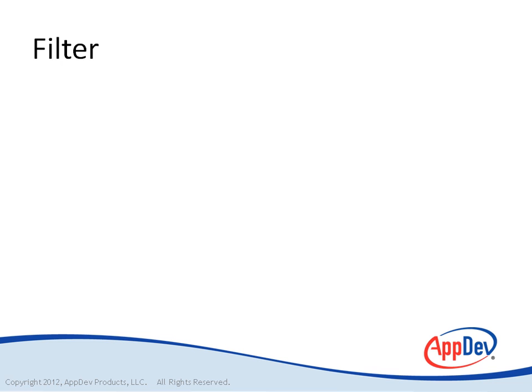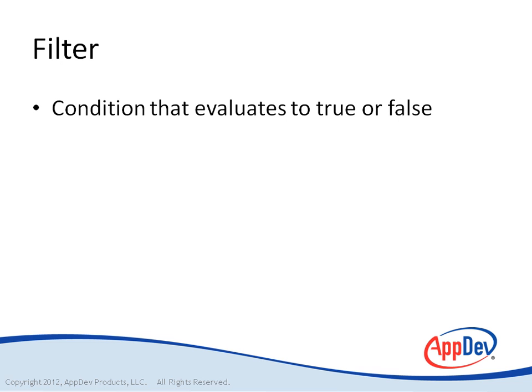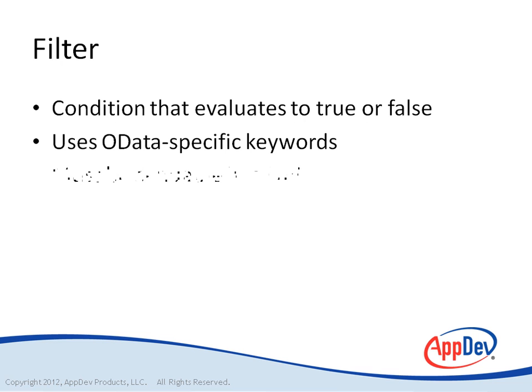Well, the first parameter I want to look at is filtering. Filtering you might think of like a where clause in SQL. It's some condition that's going to evaluate to true or false. The only downside of the filter is that it does use specific keywords that are specific to OData. So just because you know SQL doesn't necessarily mean you're going to be able to use OData correctly. It has its own standard. Sometimes it overlaps with SQL, sometimes it does not. So it does use specific keywords for that.